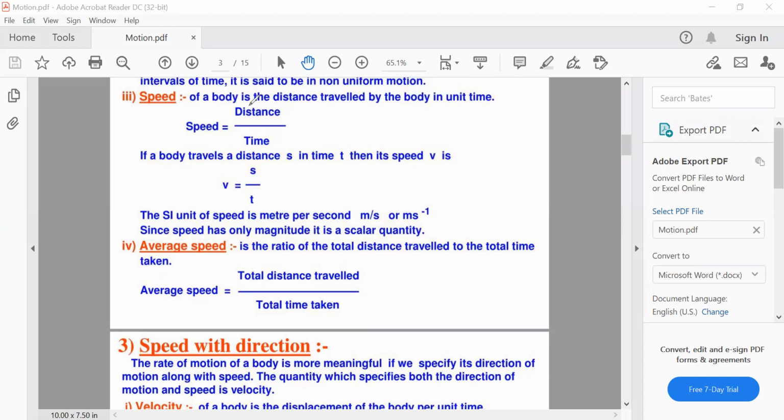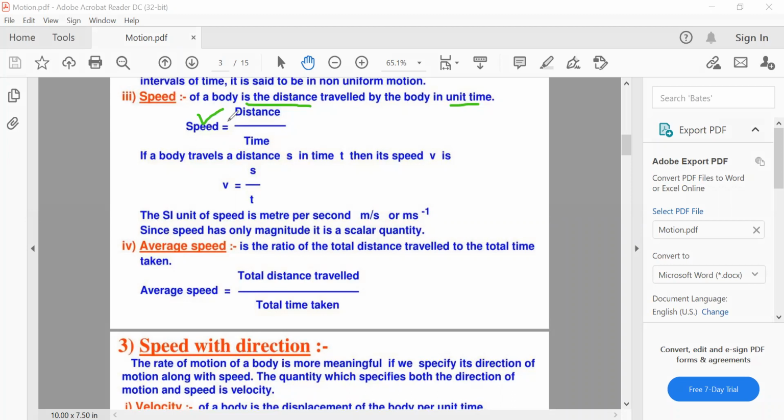Speed is nothing but the distance traveled by a body in unit time, right? Suppose a particular body has covered some distance in some unit of time. That is called speed, right? Speed tells us whether the body is moving fast or slow. Only that indication can be given by the speed concept.